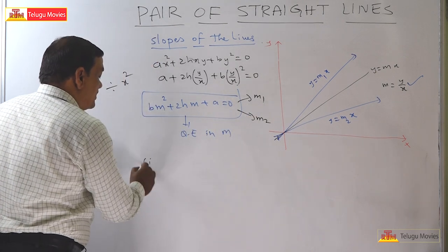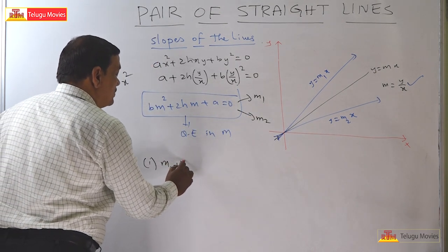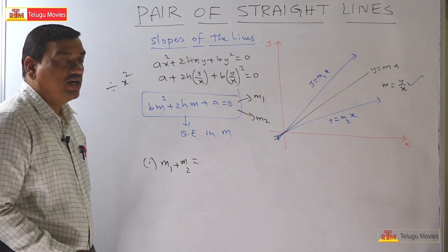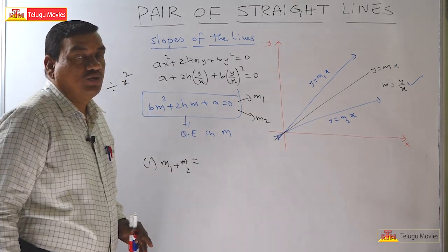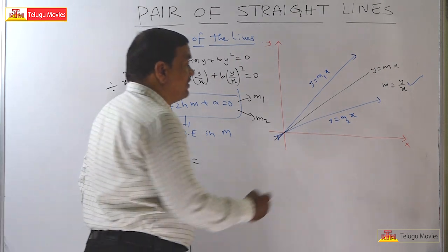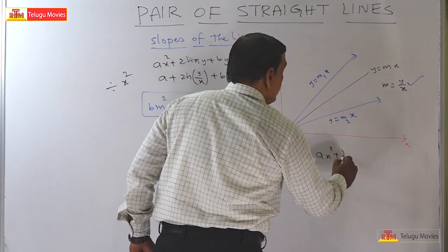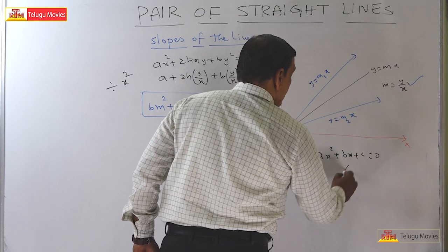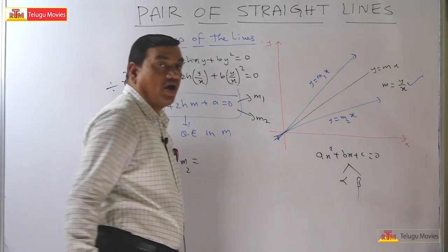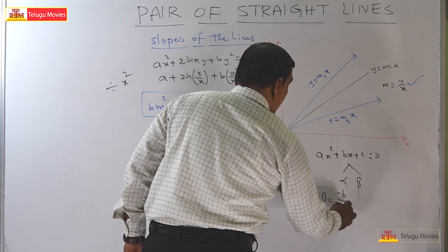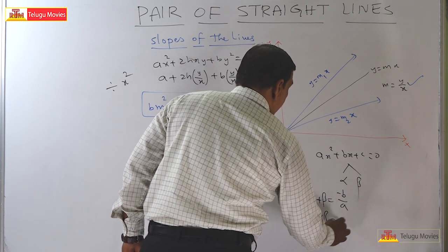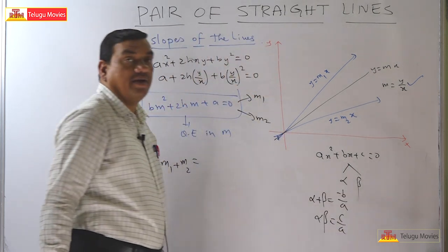The first one is the sum of the slopes, m1 plus m2. You know that a quadratic equation ax square plus bx plus c is equal to 0 has two roots, alpha and beta. So what is the sum of the roots? Alpha plus beta is equal to minus b by a. Alpha into beta is equal to c by a.